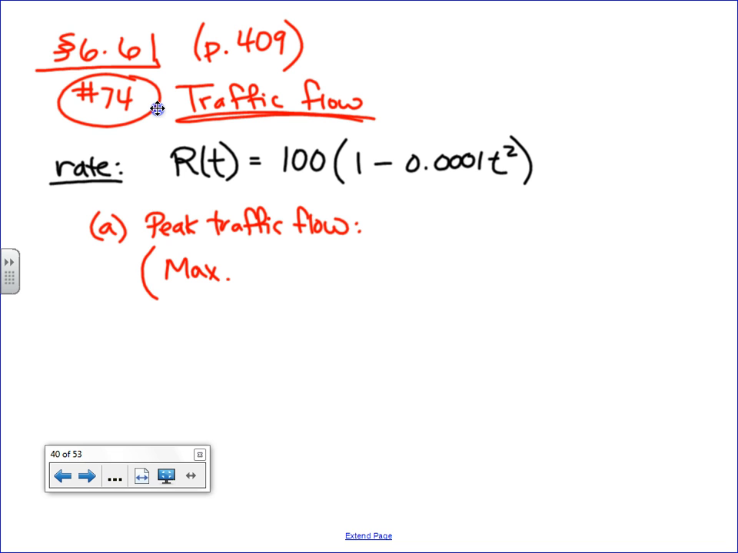Rate. The fastest cars or the maximum cars per minute getting on the freeway. Maximum rate. This is like my box, right? How do I find the maximum of anything? Critical numbers. Critical numbers of what? I find critical numbers, Benji, by finding the derivative of who?